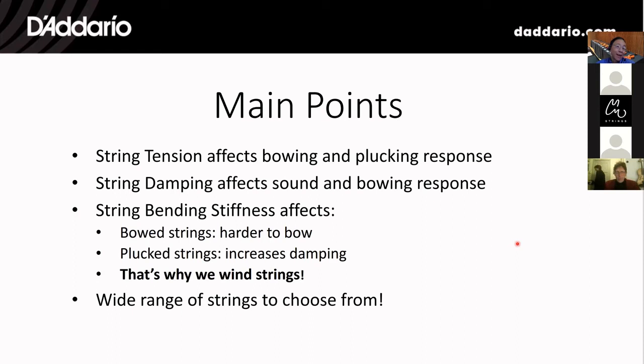And that's actually why we wind strings, to reduce the bending stiffness. And finally, the main message is that we string manufacturers make a wide range of strings to choose from, with different performance characteristics, using different combinations of materials. So there's a huge variety nowadays to choose from. And I would say that the problem actually is that there are so many strings out there that for the average maker or player, it's very confusing to figure out which strings are best, and which I didn't cover in this talk. So that's my talk, and I'm open to questions.